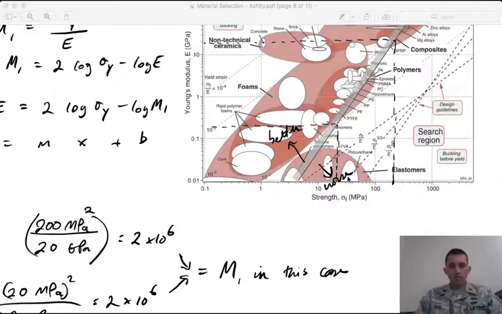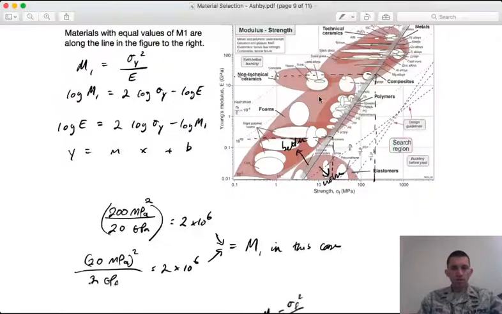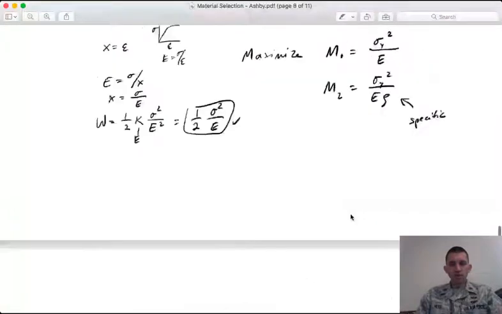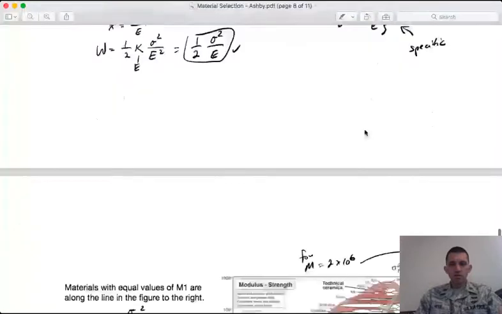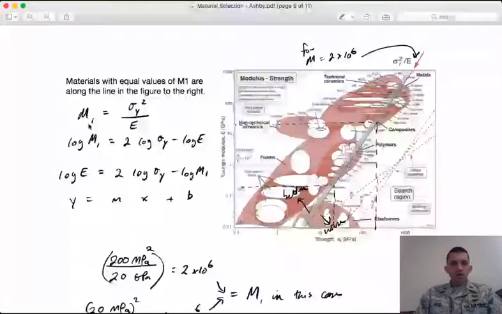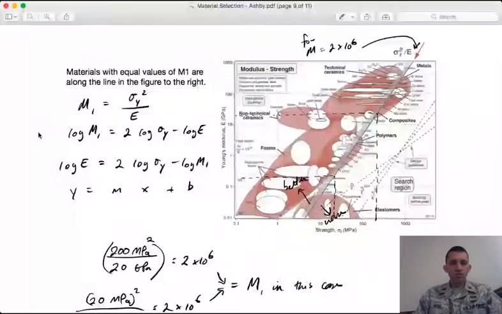Okay, zoom back out here. Right, so for this spring example, the chart that we need is Young's modulus versus strength, right? That's what we have, right? We have the yield strength divided by Young's modulus. So our performance variable is this M1, right? Sigma y, yield strength squared over the Young's modulus.